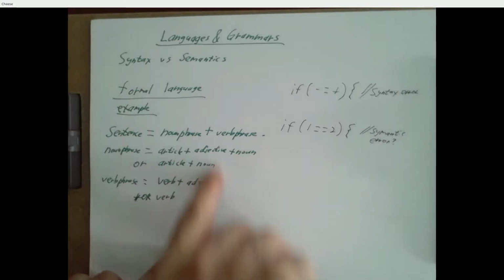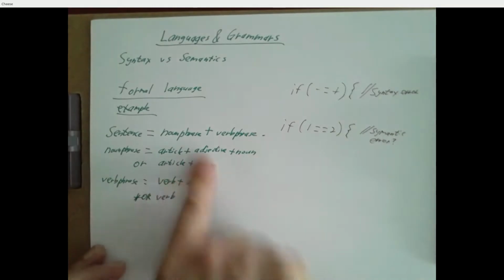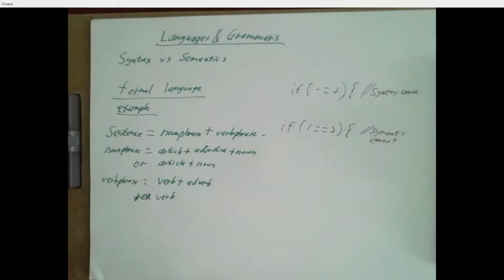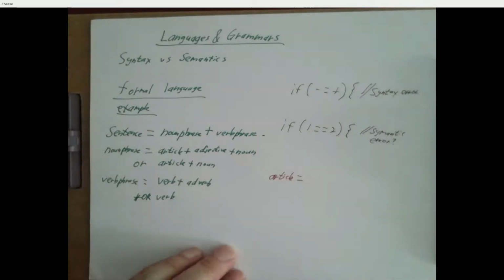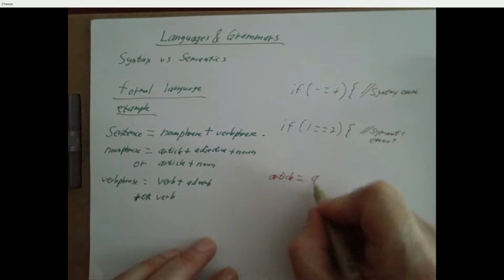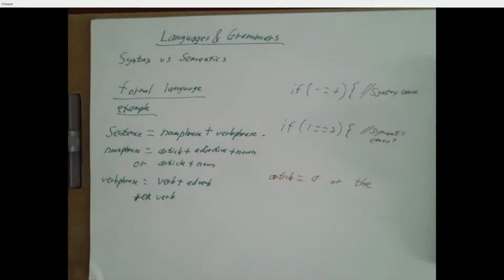Okay, so is it a noun phrase? We have to know, is it an article, adjective, noun, or is it an article, noun? So we need to define what these things are also. And these, I'm going to write separately. So an article is either a or the. So it's those particular collections of symbols.